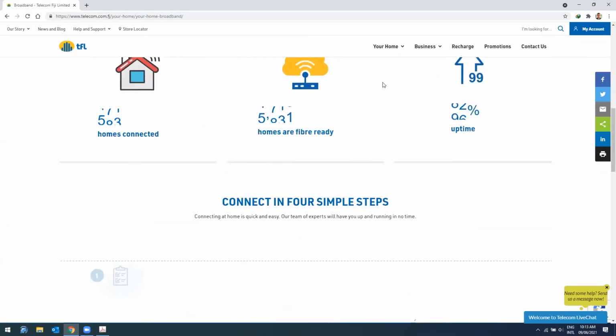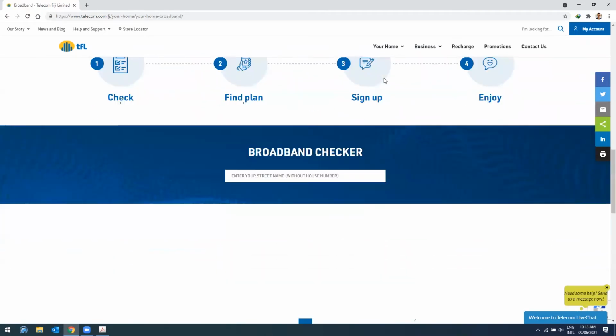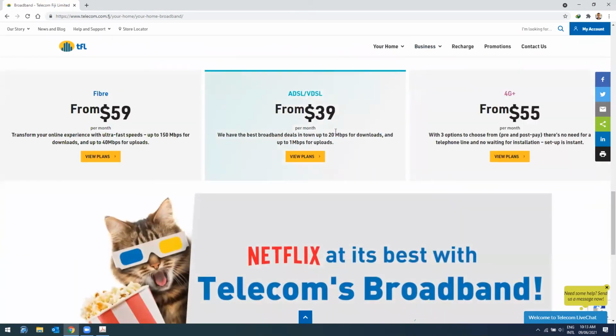And for home broadband, they do have fiber. Fiber is not available everywhere. In Fiji, I think it's just available in Denarau and Kennedy Avenue. If you're living somewhere there, you can try fiber. And you have ADSL or VDSL, and then the 4G. So these are some of the plans people might look for if they are working from home now, right?